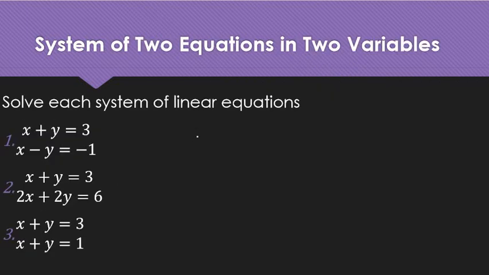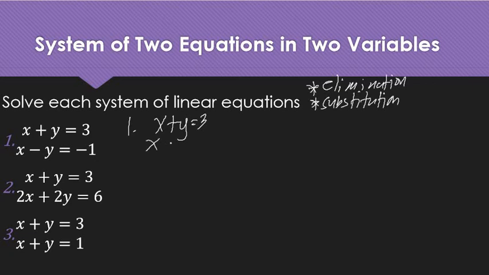So we have here three systems, and if you remember from high school, we have two ways of solving a system of linear equations, usually either by elimination or substitution. It actually depends upon the system and the solver which one is easier. For number one, we have x plus y equals 3 and x minus y equals negative 1. Elimination is quite easier because if I add the two equations, y gets eliminated.